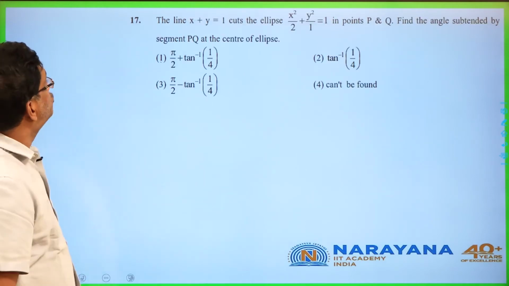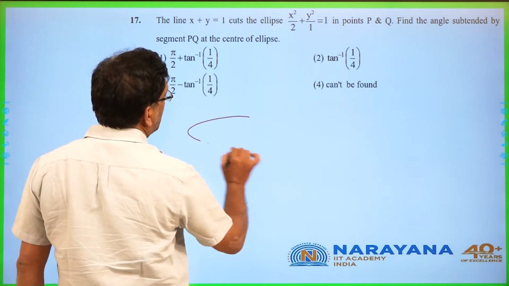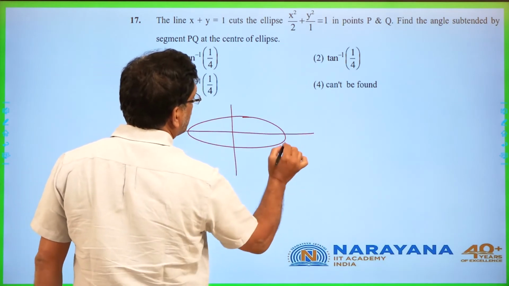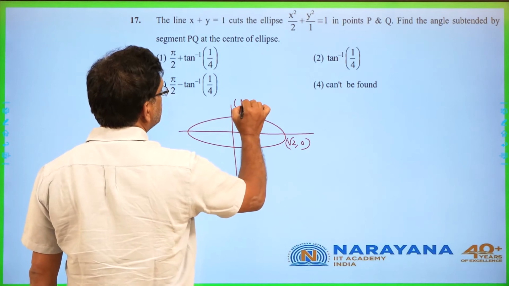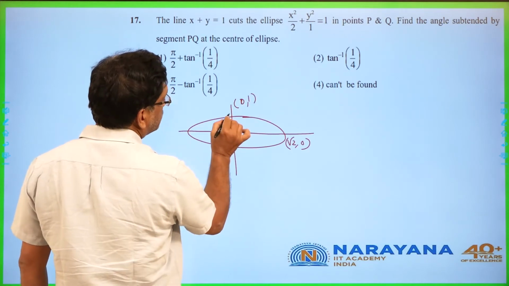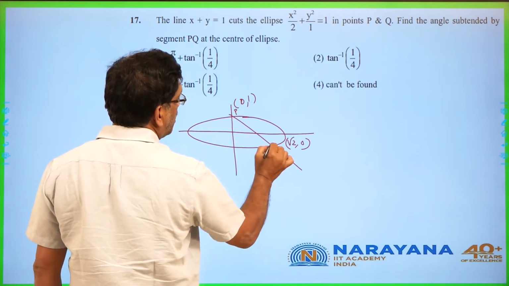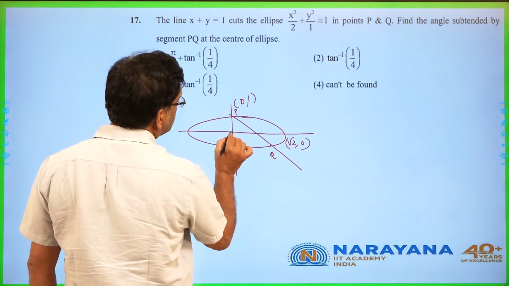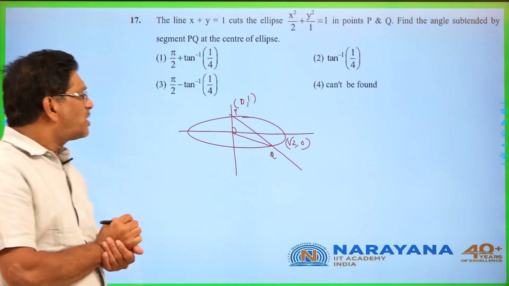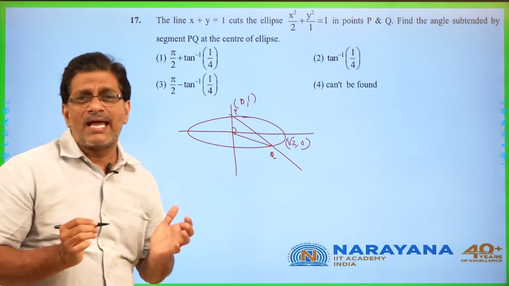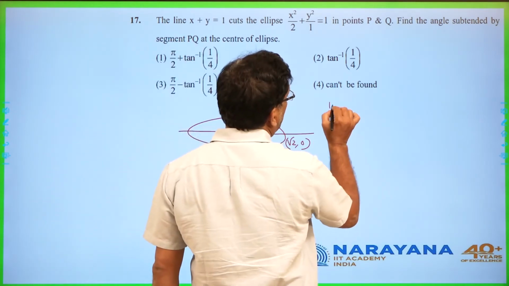Let us go to the next question. Line cuts the ellipse. So this is the ellipse given, right? This is root 2 comma 0. This is 0 comma 1. This is the line. He has given cuts at the points P and Q. He is asking, so this angle, clearly by seeing, whenever you want angle at the origin, homogenization is the best procedure. Homogenize.